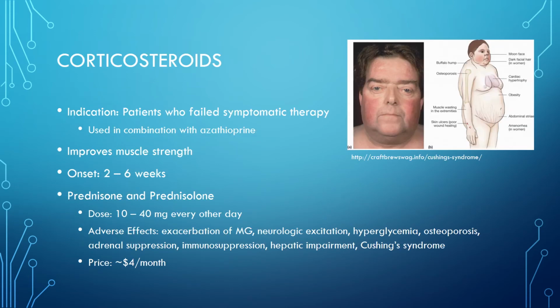So if pyridostigmine doesn't work, then our next line is actually corticosteroids in combination with azathioprine. We'll get into what azathioprine is in a second. This has been shown to improve muscle strength, but it does take a while to work. It takes about 2 to 6 weeks before you start to see an effect. And for our options, we have prednisone and prednisolone.